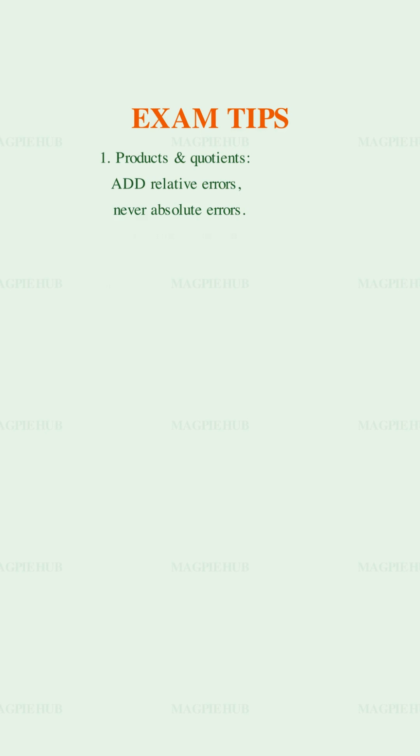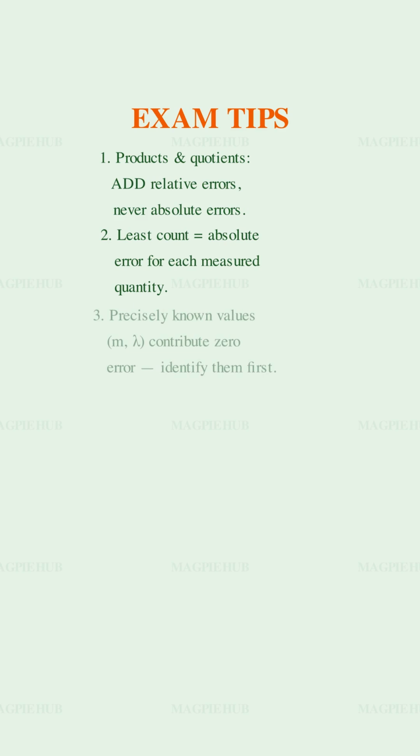Tip 2. Least count equals the absolute error for each measurement. If the least count of a ruler is 1 millimeter, the error in any measurement with that ruler is 1 millimeter. Tip 3. Precisely known quantities like order m and wavelength lambda contribute zero error. Identify these first to simplify your calculation.